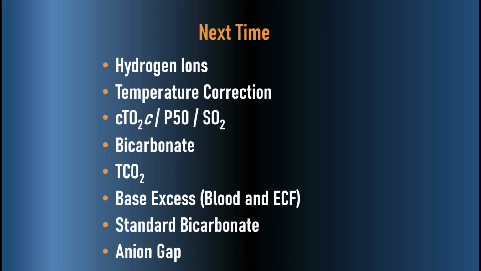Next time, we're going to wrap up this section by looking at the variables that you'll see in a blood gas printout but may not understand. They're the hydrogen ions, temperature correction, some of the derived oxygen variables, bicarbonate, total CO2, the base excess in blood and extracellular fluid, the standard bicarbonate, and the anion gap.